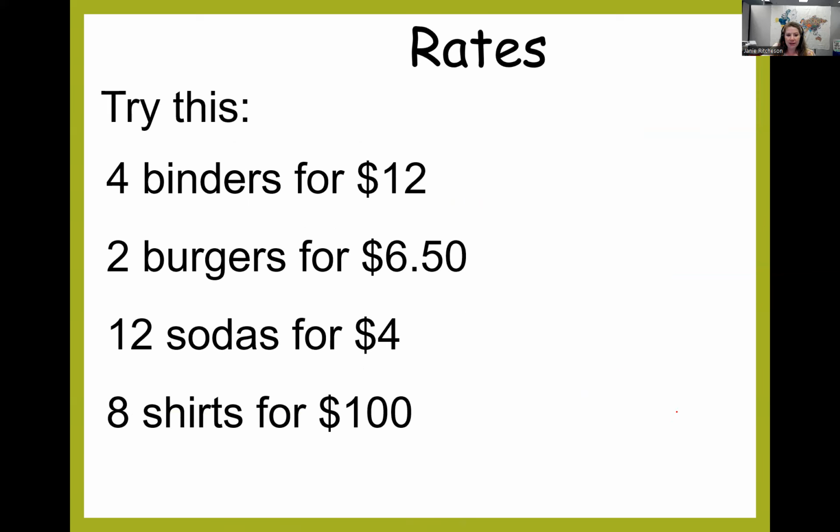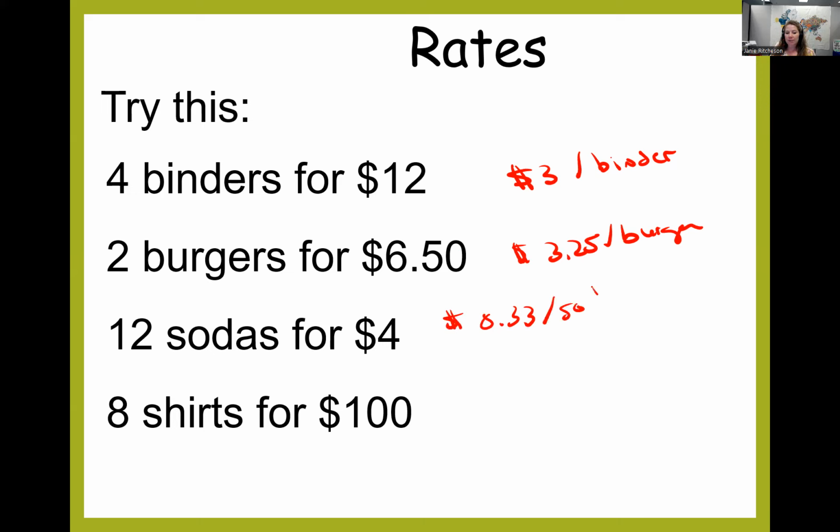All right, so you try these. Pause the video. Tell me what you paid per binder. So we got $3 per binder. The second one, we have $3.25 per burger. The next one, $4 divided by 12. And it's money, right? So let's write it like money, 33 cents per soda. And then 100 divided by 8, that would be $12.50 per shirt.